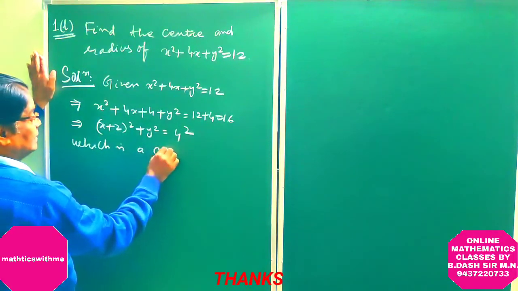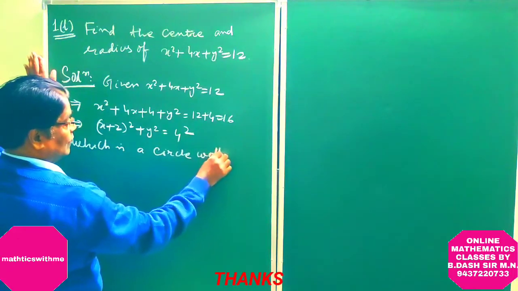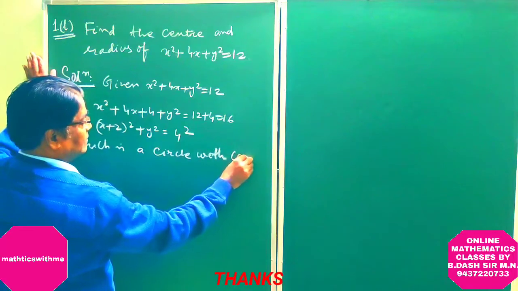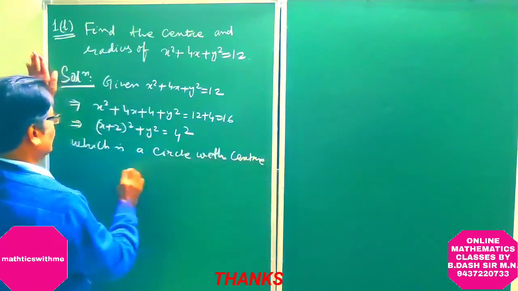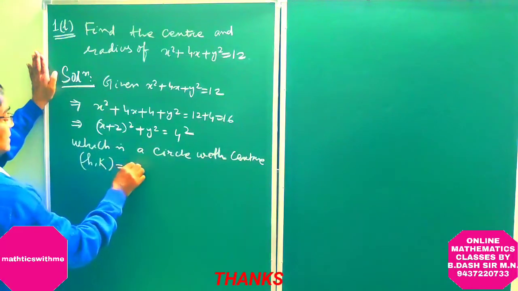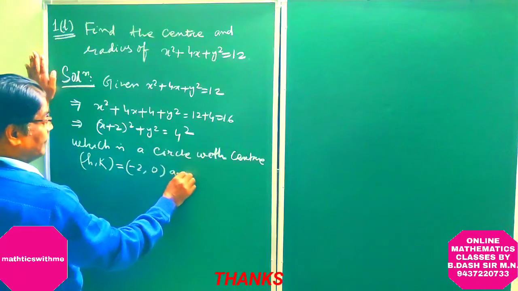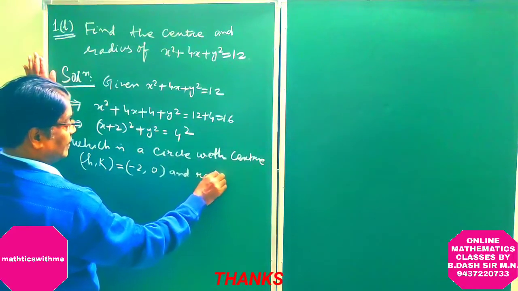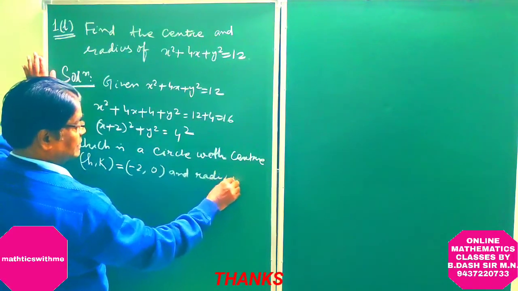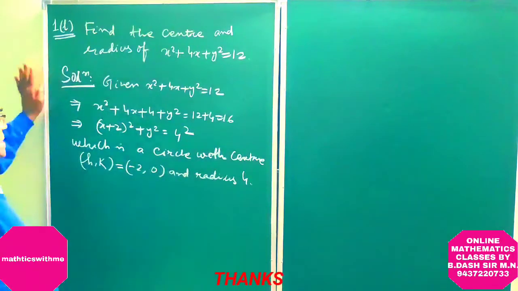is a circle with center (h, k) is equal to (minus 2, 0) and radius 4. Answer.